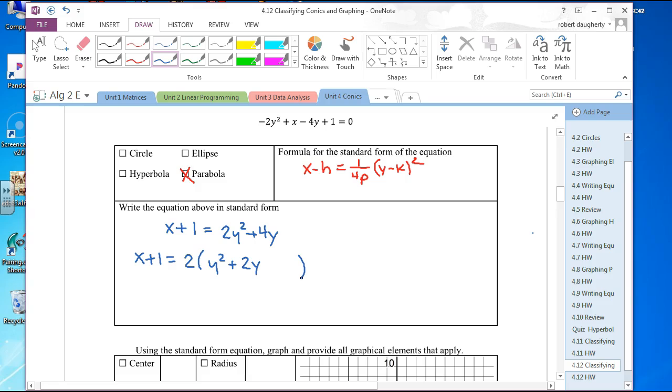Okay. Leave some space. What will it take to complete the square here? Adding what? Adding 1, or 1 squared. But what is that doing to the right side? It's adding what? It's adding 2. So I've got to add 2 to the left. So this becomes what? X plus 3 equals 2 times y plus 1 squared. Okay. I'm just going to rewrite it here a little bit closer to this. Okay. Now we need to graph it.